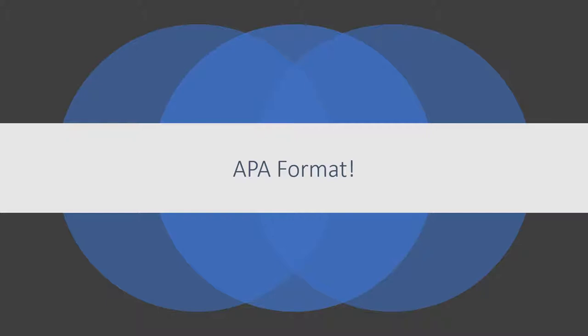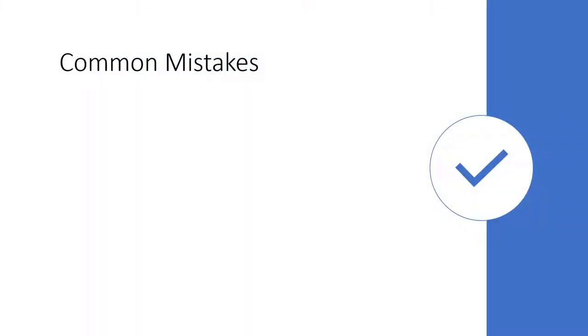You're going to have to research APA format on your own to get more details and to be able to understand it a little bit better. So here are some of the common mistakes that students make when they are trying to use APA format. The first one is not using Times New Roman.